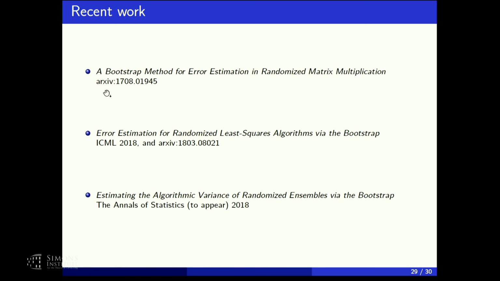We have some papers. There's a paper on matrix multiplication and least squares, which just came out in ICML. I also have a paper quite different from this, but it uses the same ideas in the context of random forests, and that will appear in the Annals of Statistics later this year.